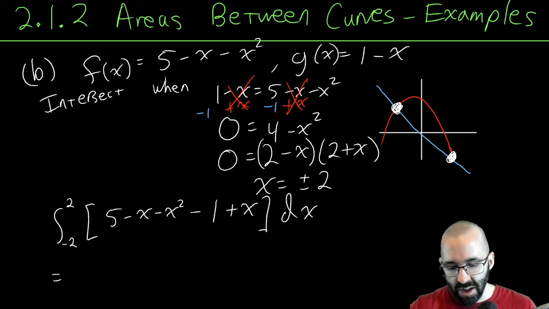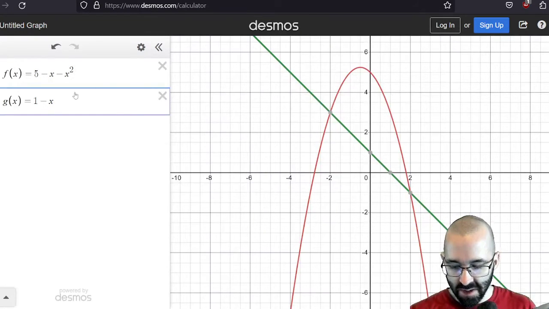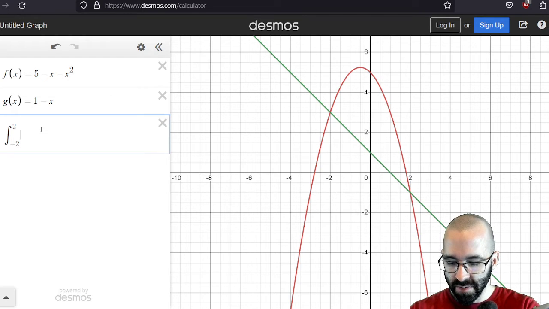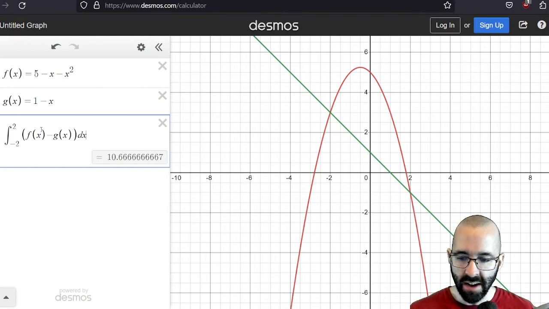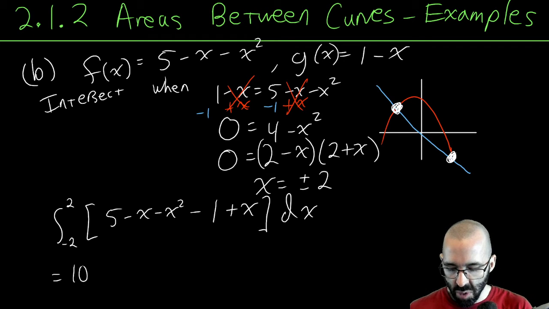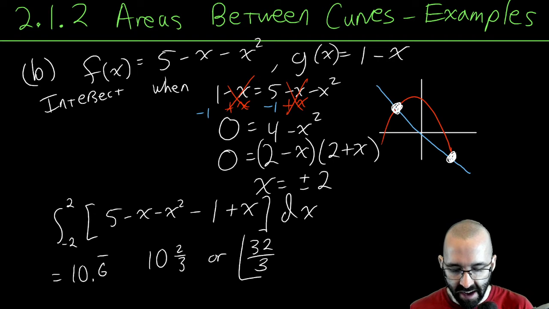All right, so you could collect like terms, use the power rule, and so on. I'm just going to save us some time, and I'm going to use Desmos. So we're looking at the integral from -2 to 2 of f of x, which we wrote down, minus g of x, which we wrote down, dx. Now we're going to get 10 2/3. So 10.6 repeating is 10 2/3 as a mixed number, which is 32/3. That is the exact answer here.